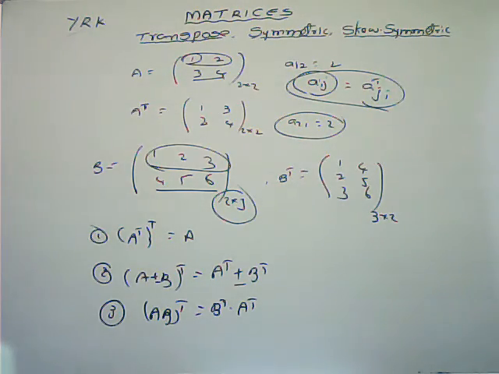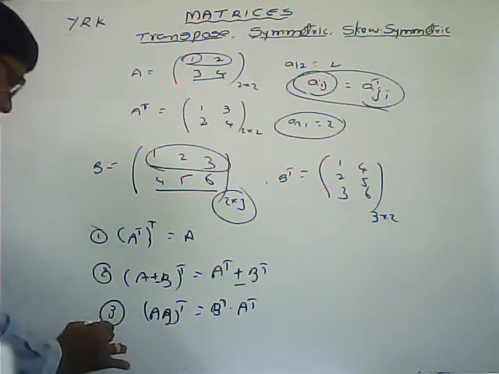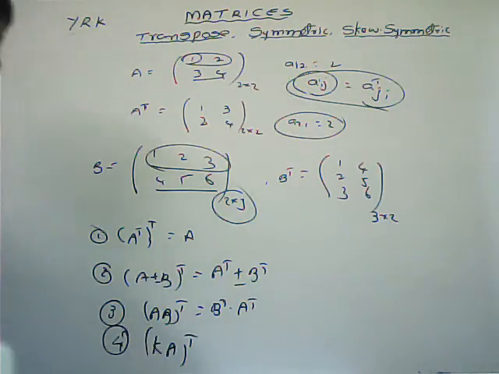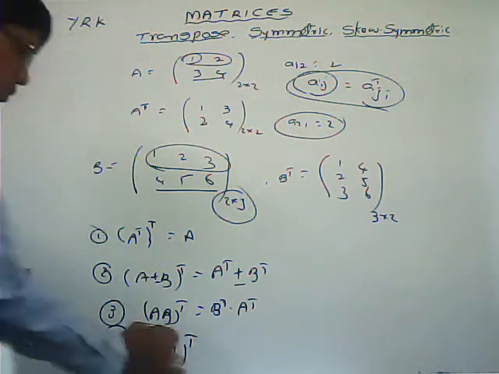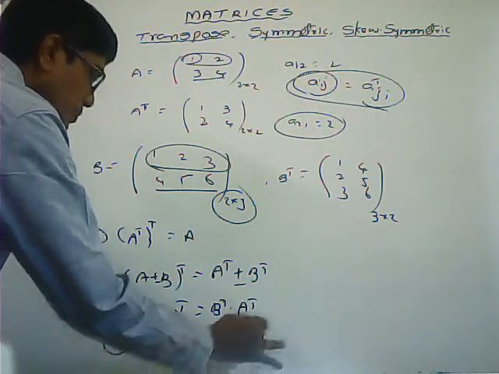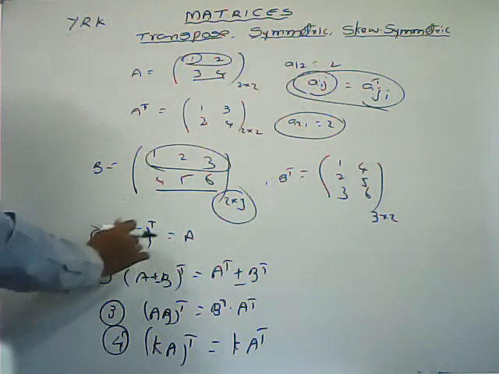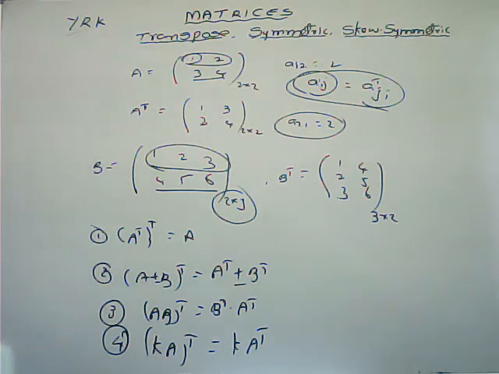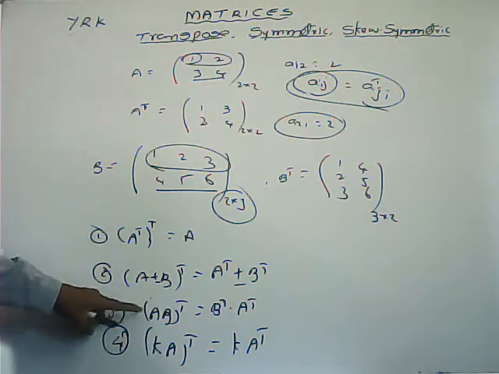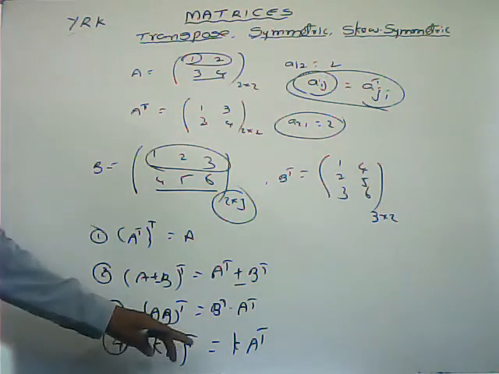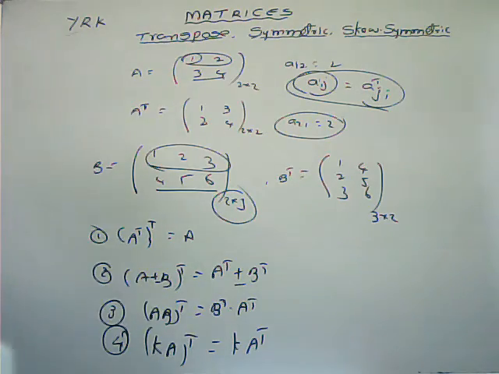And one more, K into A whole transpose, here K is the scalar, is equal to K into A transpose. Now these are the properties. A transpose whole transpose equals A, A plus or minus B whole transpose equals A transpose plus or minus B transpose, A into B whole transpose equals B transpose into A transpose, K into A whole transpose, here K is the scalar.